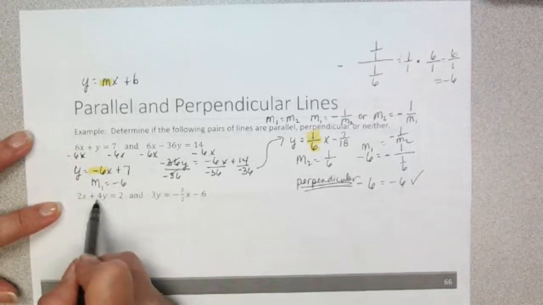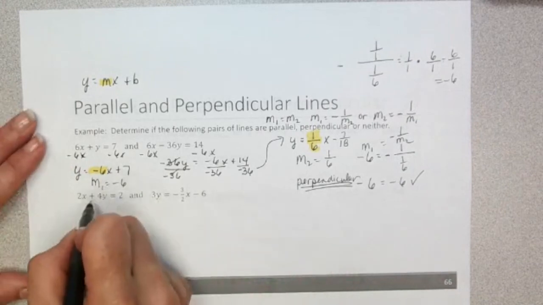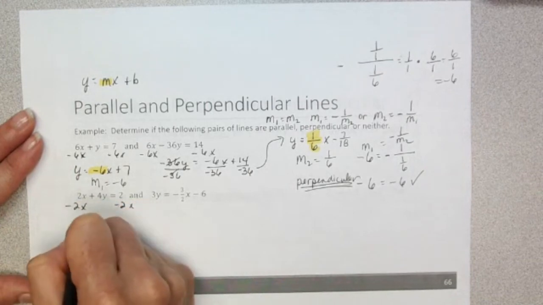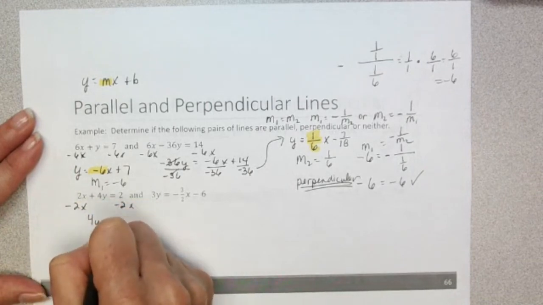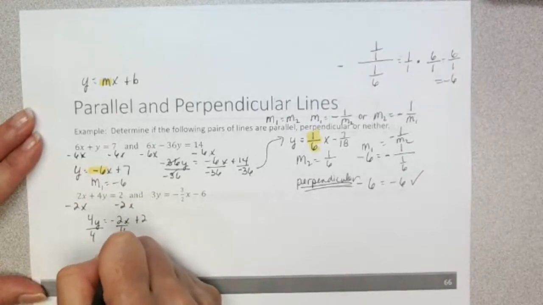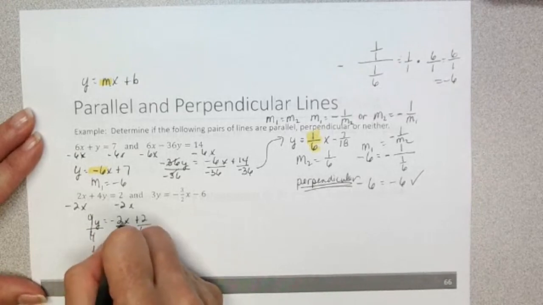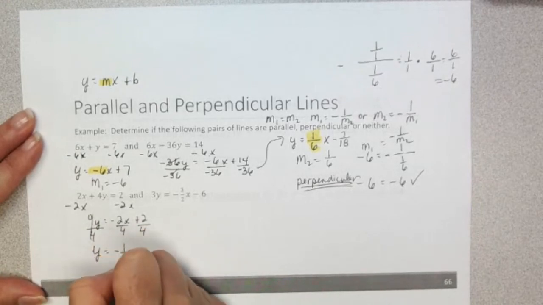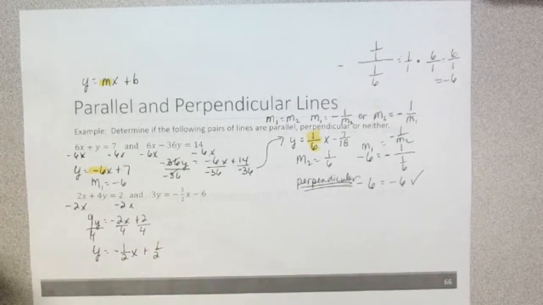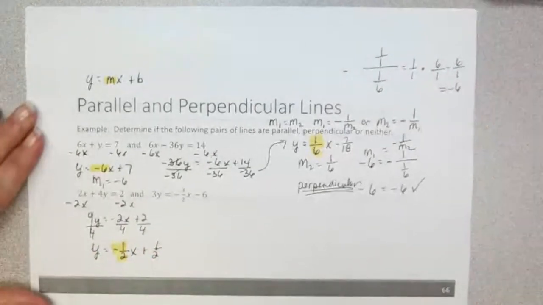What about these second two equations? Well, let's solve for y and compare the slopes. For the first equation, we'll just subtract a 2x from both sides. So 4y will be -2x plus 2, and then divide everything by 4. So then y is equal to -2/4 reduces to -1/2 x plus 1/2. Okay, so my first equation has a slope of -1/2. Let's see what the second equation slope is.